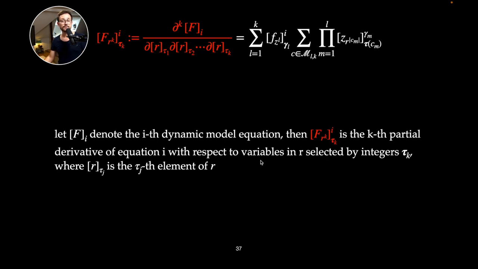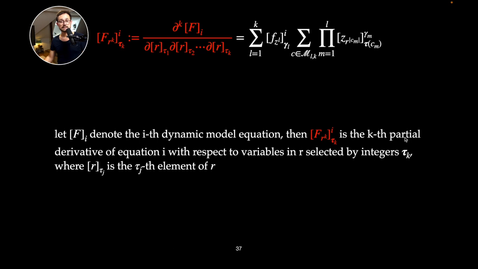With respect to variables in R. Remember, in R I had x, u plus, and sigma. X is a vector, u is a vector, u plus is a vector, sigma is just a number. So any combination of, let me say, the second state variable, the third current shock, and the second future shock, and the perturbation parameter. So I want to take the fourth derivative with respect to this combination of variables. Okay, so this is what this notation corresponds to.